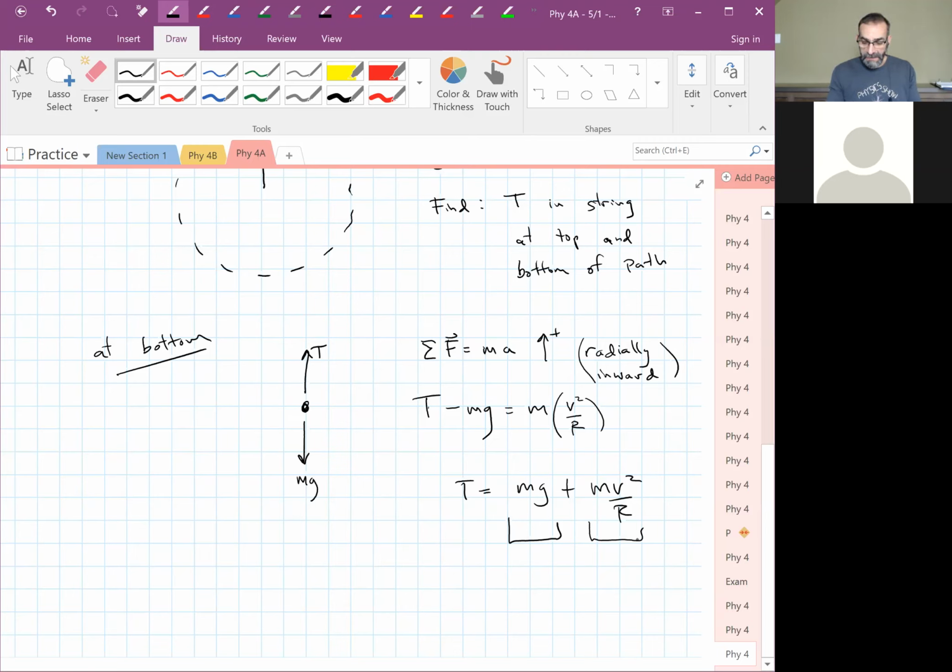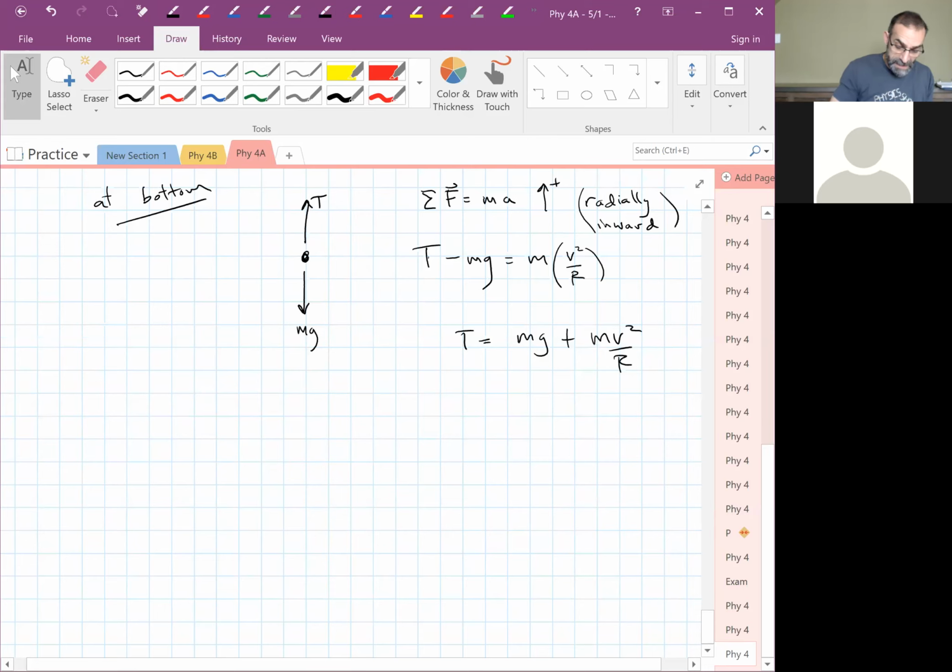By radially inward, I mean towards the center of the circular path of motion, towards the center of the circle that the object is moving on. Okay, now let's do it at the top.